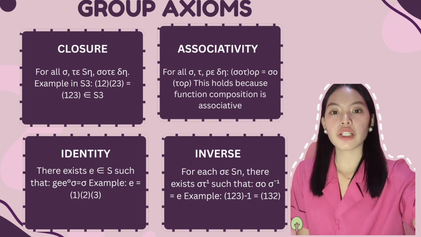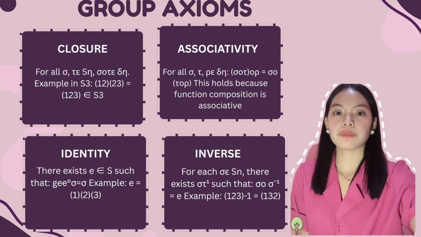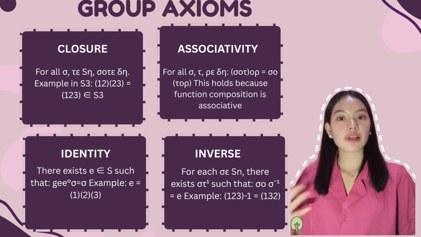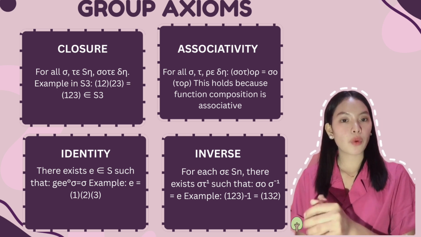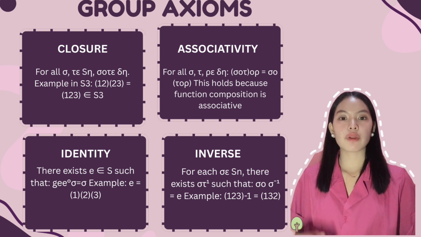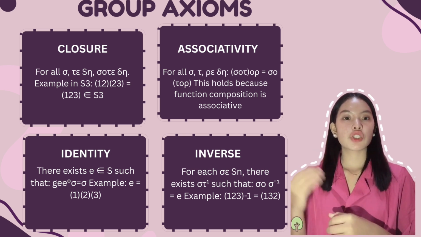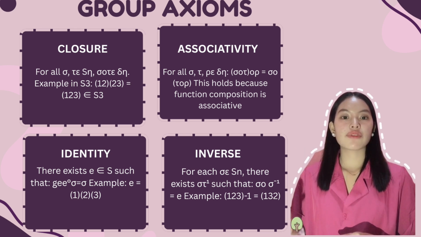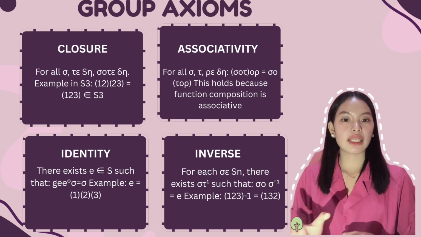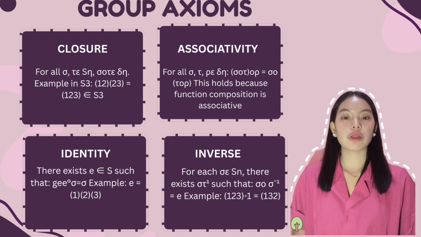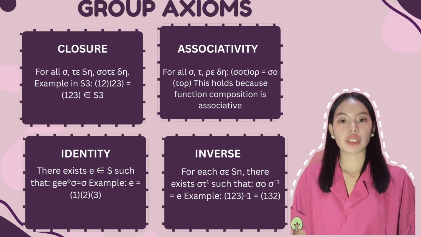And now, the third property is what we call identity. There exists an identity element E in S sub n such that sigma composed with E equals E composed with sigma equals sigma. For example, the identity permutation E is (1 2 3), which leaves everything in place. So the identity element leaves everything unchanged. For S sub 3, the identity permutation is E, (1 2 3). So applying E before or after a permutation does not change the permutation.